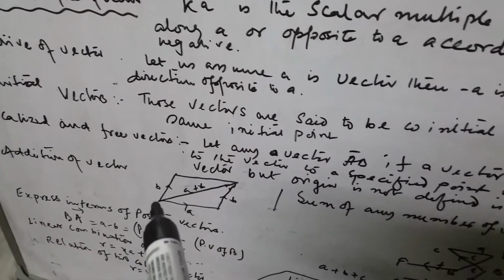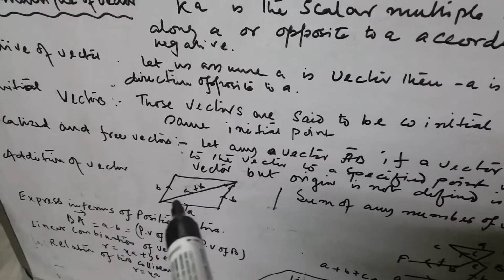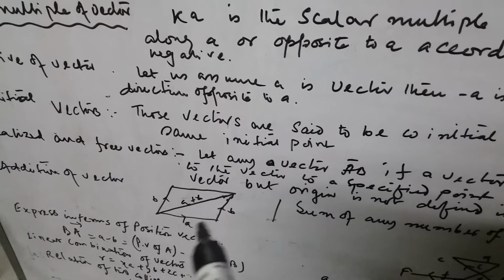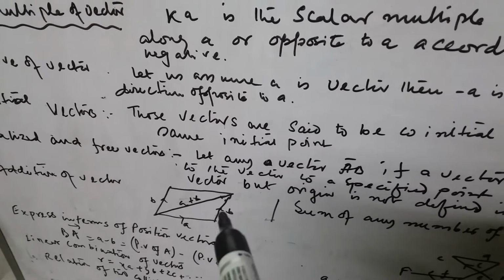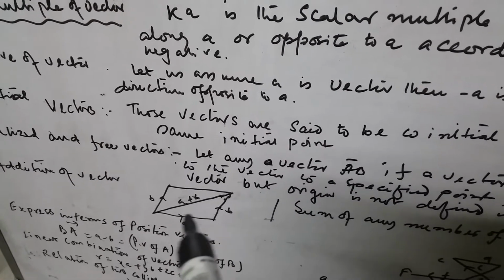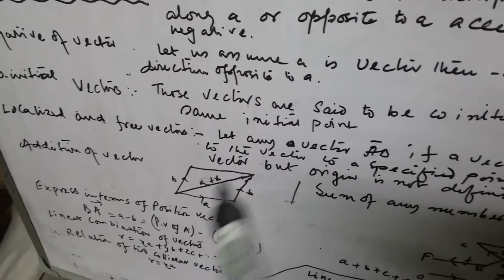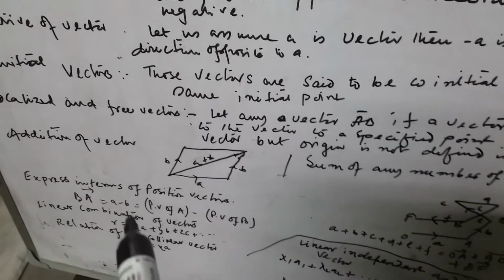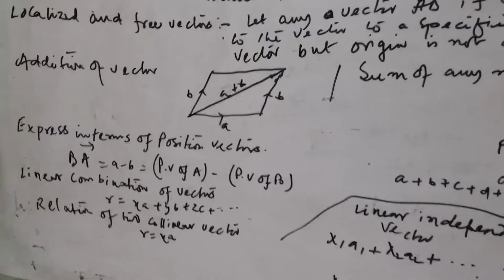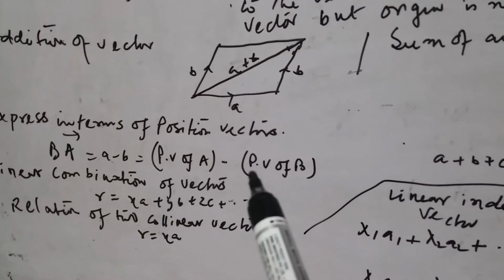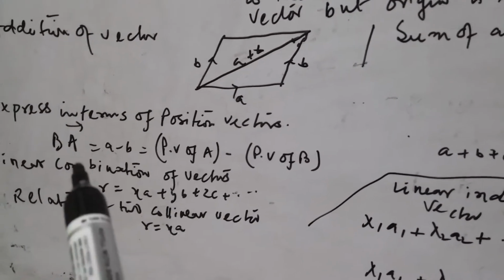And how you add vectors. That is vector a, that is vector b. What is AB? Draw a parallelogram, so this is vector b, so AB equals a plus b. And expressing in terms of position vectors, BA is the position vector of A minus the position vector of B.